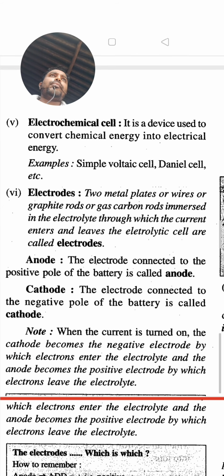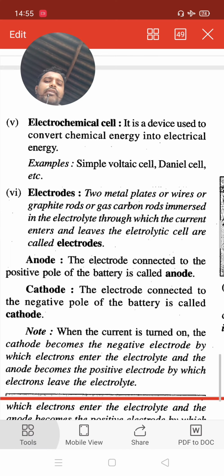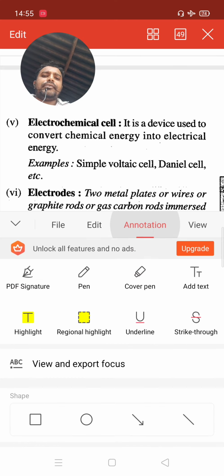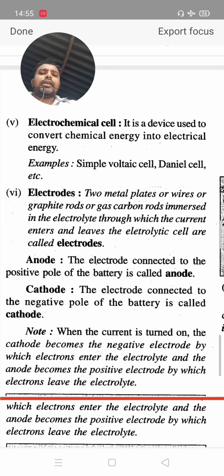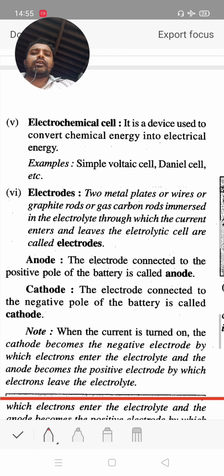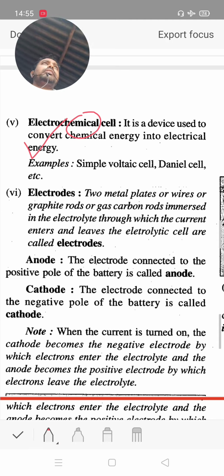Now, electrochemical cell. An electrochemical cell is a device which is used to convert chemical energy into electrical energy. The chemical energy converted into electrical energy, it is known as an electrochemical cell.